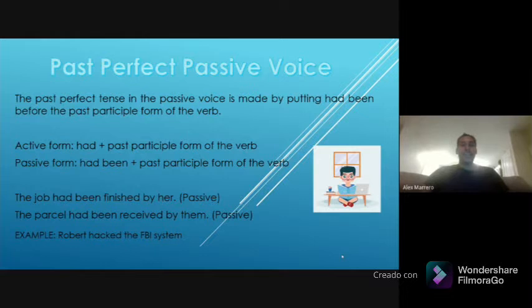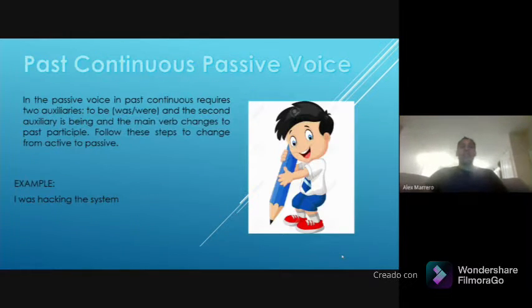Robert hacked the FBI system. It's about a cyber hacker. Past continuous passive voice. In the passive voice, the past continuous requires two auxiliaries: the first is was or were, the second is being, and the main verb changes to the past participle. Example: I was hacking the system.